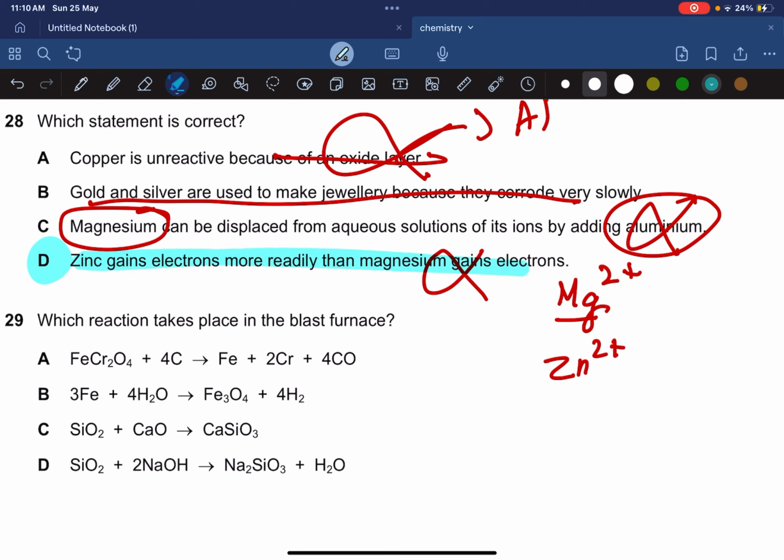Whereas gold and silver are used to make jewelry because they corrode very slowly. That also seems correct, but I guess that's more factually correct. Magnesium gains electrons more readily? No, zinc gains electrons more readily because zinc is lower in the reactivity series.